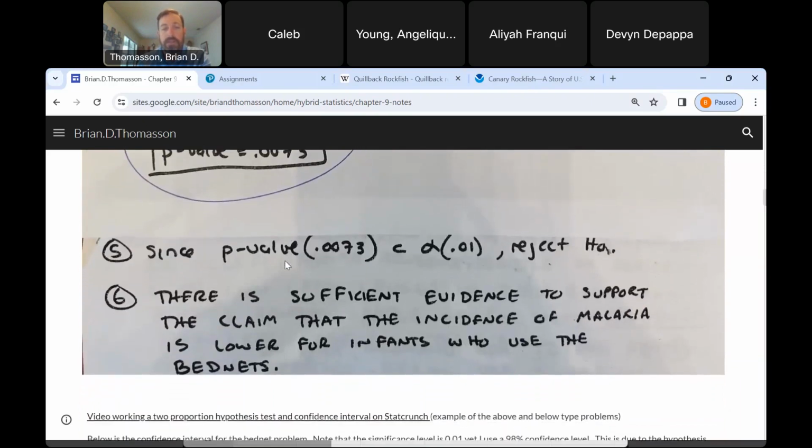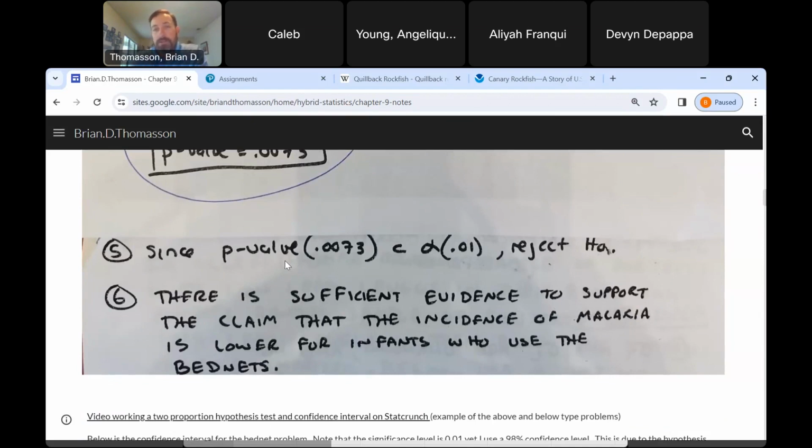All right. And then step 6 is our final conclusion. That's where we have to go to our table, depending on what case we have. In this case, there's sufficient evidence to support the claim that the incidence of malaria is lower for infants who use bed nets. Okay, so we just showed that the bed nets work.